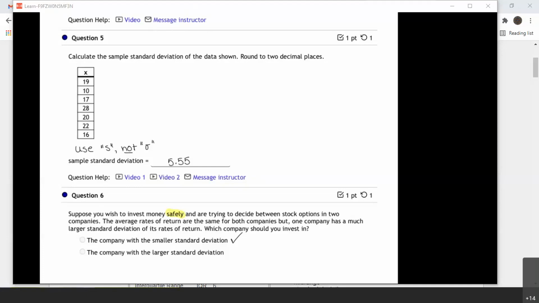So if you are planning to draw on this investment sometime soon, you want the stability of knowing, hey, I'm not going to lose my actual principal that I put in here. I may not make as much as if I had a wildly variable rate of return, but I won't lose it either. So the answer is, yeah, less variability in the rate of return.